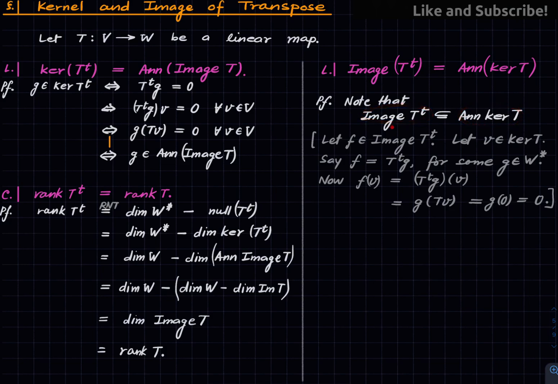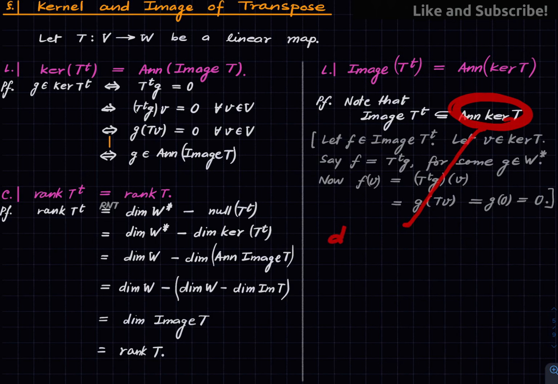Now, to establish equality, it is sufficient to establish that the dimension of this one is the same as the dimension of that one. And that will follow from here. Or maybe we will also make use of this. Let's see. So what is the dimension of this one? This is the same as the rank of T transpose. So we just need to show that the dimension of this one is also the rank of T transpose. But what is the dimension of this one? Let me not write it, let me just say it. What is the dimension of that one?